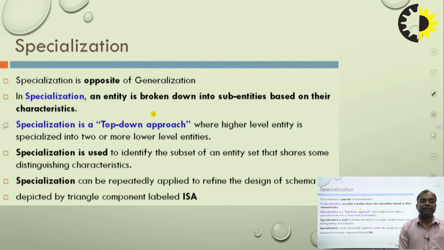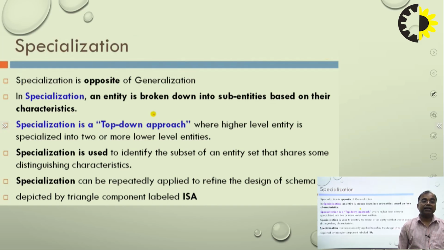In specialization, an entity is broken down into sub-entities based on their characteristics. So specialization is a top down approach where a higher level entity is specialized into two or more lower level entities. Just as generalization is an "is a" relationship for the bottom up approach, specialization is also an "is a" relationship for the top down approach. Specialization is used to identify the subset of an entity set that shares some distinguishing characteristics.